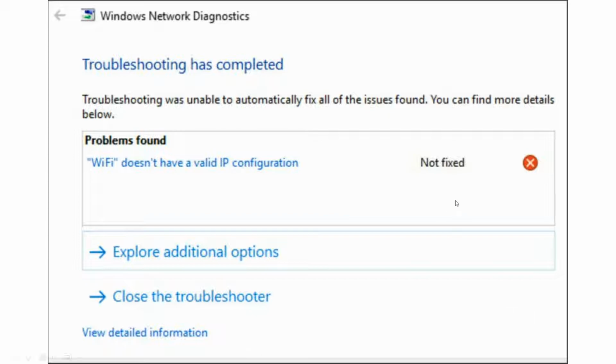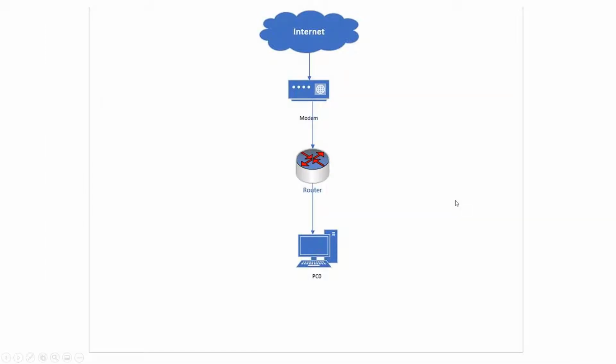Most home networks look like this. You have the internet, connects into the modem, connects into the router, connects into the PC. So you get the coax cable from the wall from your internet ISP company. You plug that into the modem, and then you plug an Ethernet cable, RJ45, from the modem into the router, and then a cable in the router to the PC.